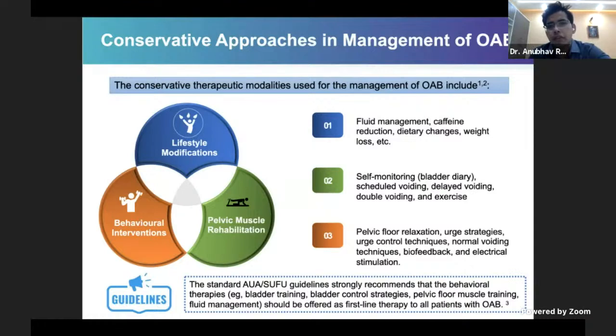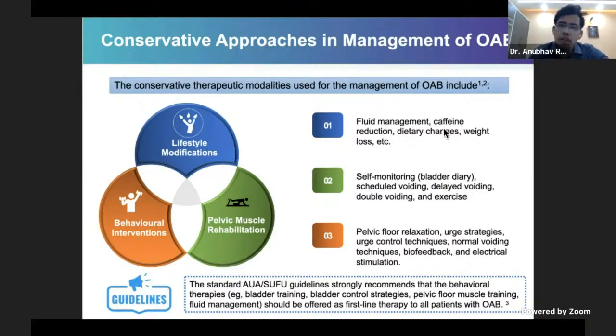This is the first line of treatment, and it involves basically lifestyle modifications, which include fluid management, like the amount of fluid you drink, where do you drink it, at what time do you drink it. Suppose the patient is having urgency episodes more in the afternoon, and he's in his workplace, so what we try to do is decrease the fluid during those hours. And then as he reaches his home, then we can ask him that now you can have your liquids as usual, so that the overall 24 hours fluid is around 2 to 3 liters.